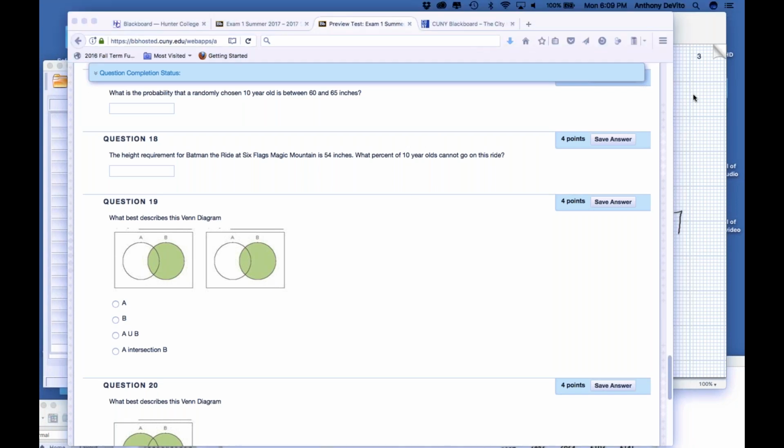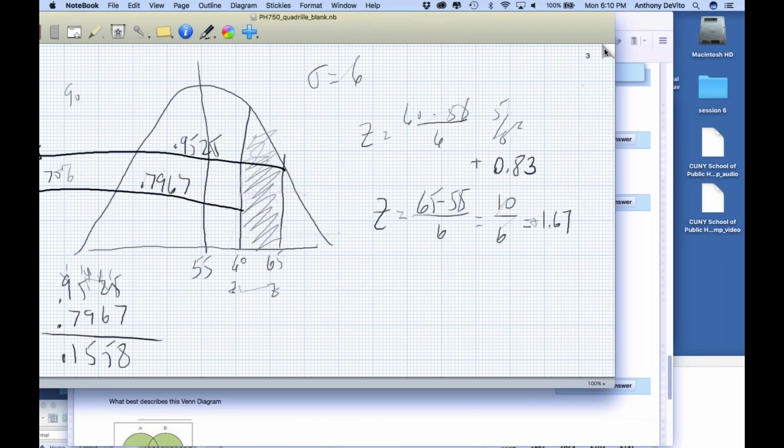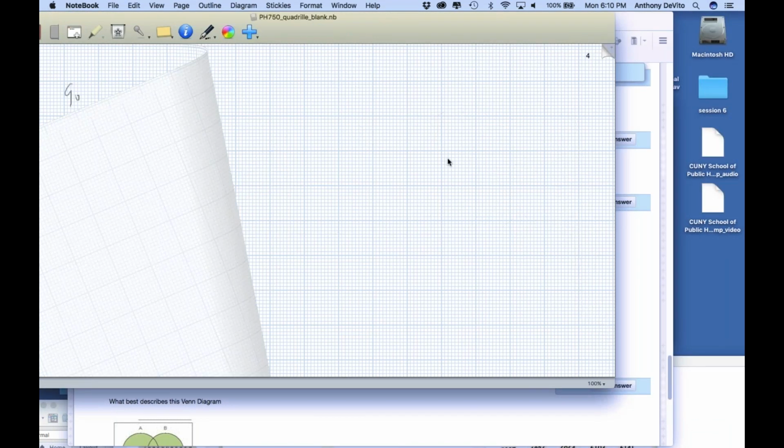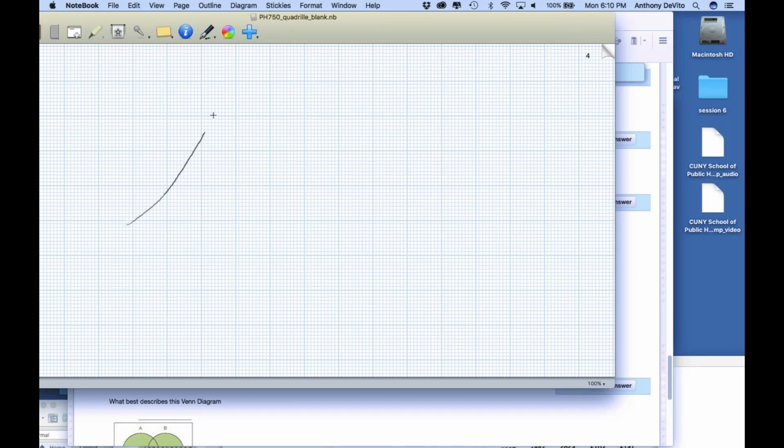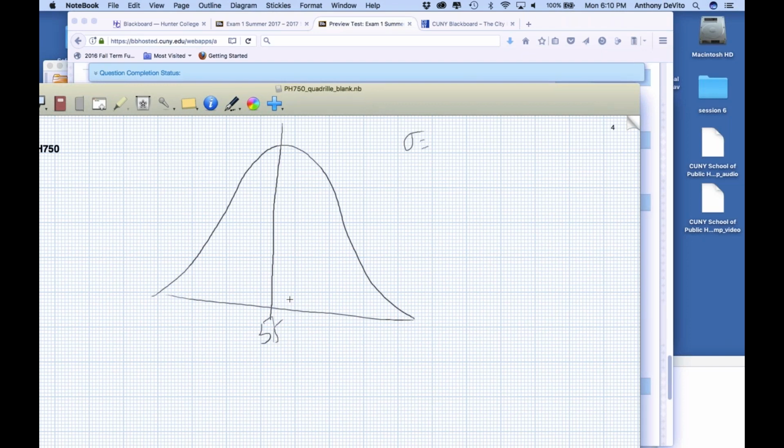So let's see what percentage of 10-year-olds are not going to be at that height. This is actually pretty simple, isn't it? The height requirement is 54 inches. 55 inches was the mean, and 6 inches was the standard deviation.